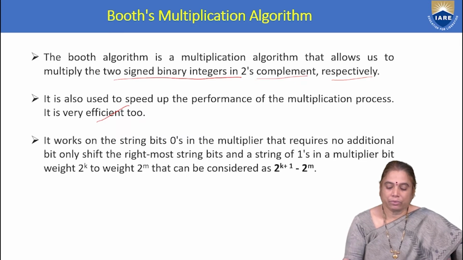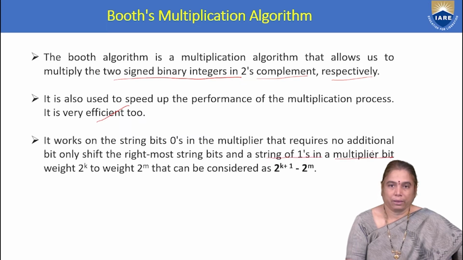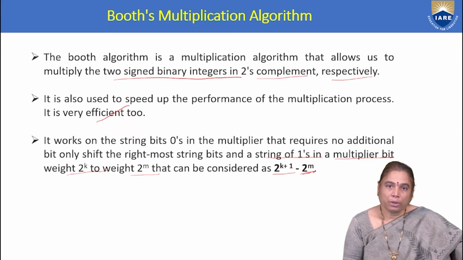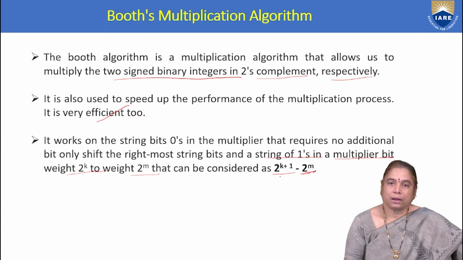It works on the strings of zeros in the multiplier, which require no additional bit, only shifting, and on the rightmost string of ones in the multiplier bits. So weights of 2^k to 2^m can be considered: 2^(k+1) is equal to 2^m. In order to perform this step, the arithmetic shift right operation has to be implemented to maintain the same weight value. Here the arithmetic shift right operation is performed in the Booth multiplication algorithm.